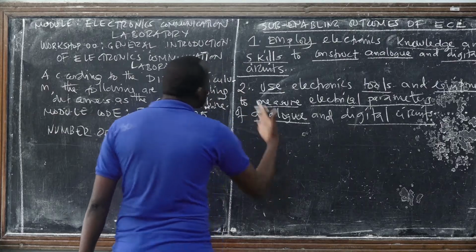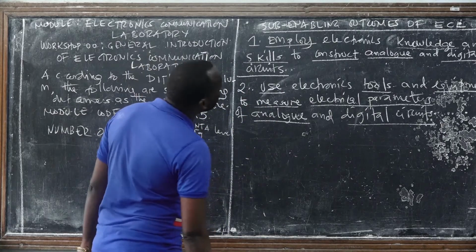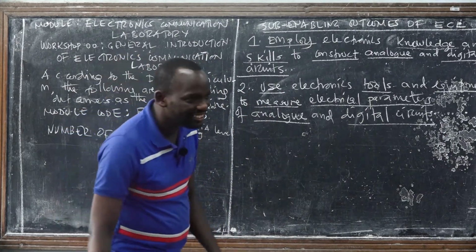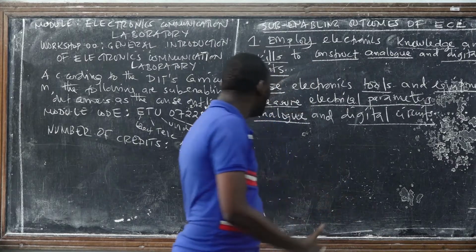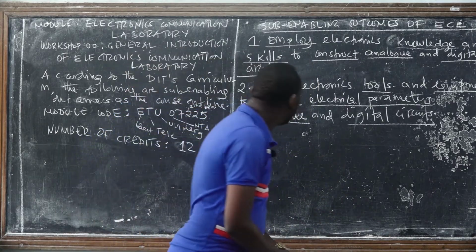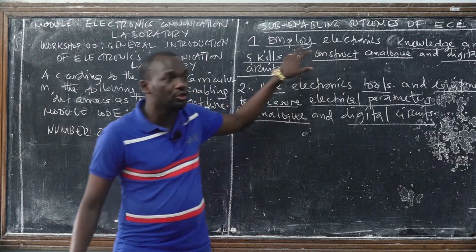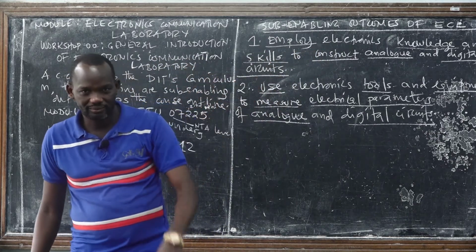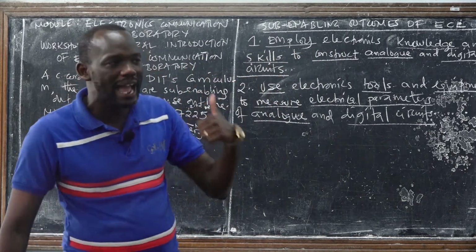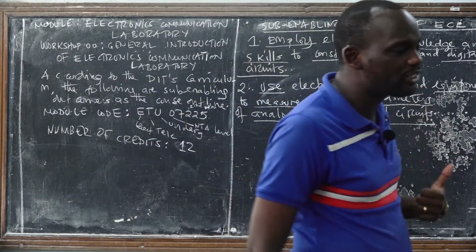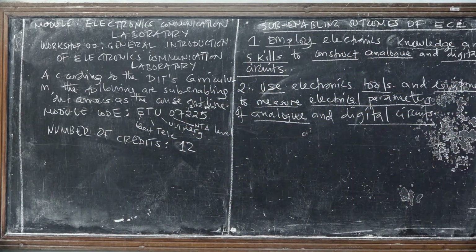So as a student, you have to be able to use. You know the meaning of employ and use. You should have this information before you use or employ. So this module demands that you have some prior information. That's why when I was teaching you in semester 1, I told you to keep this information because you'll need it, as long as you cover the concept.